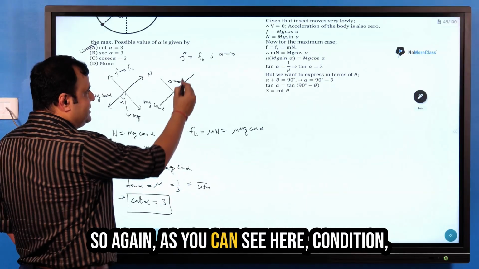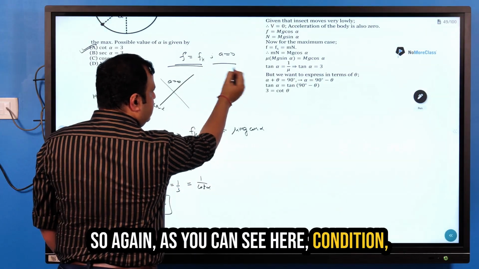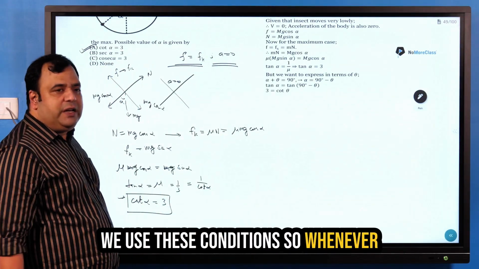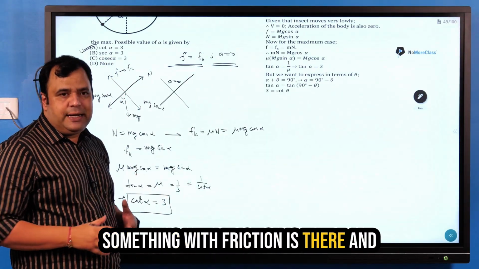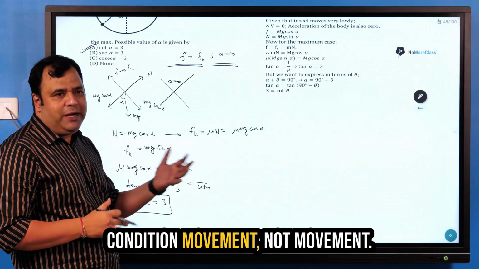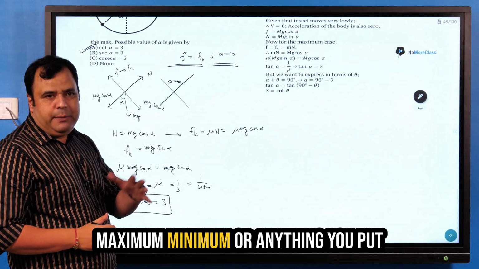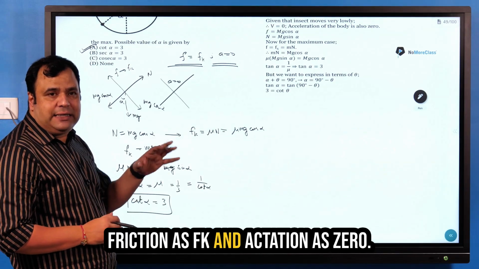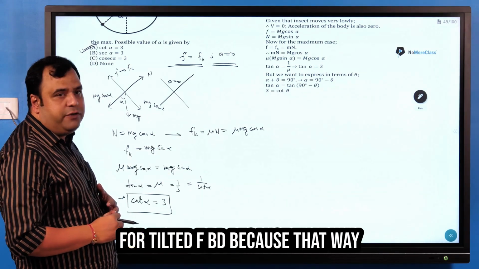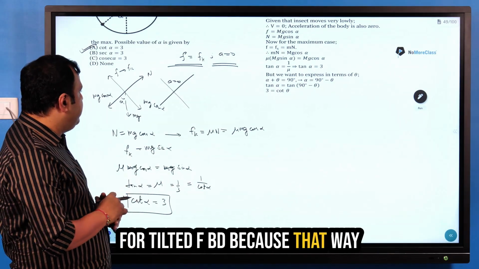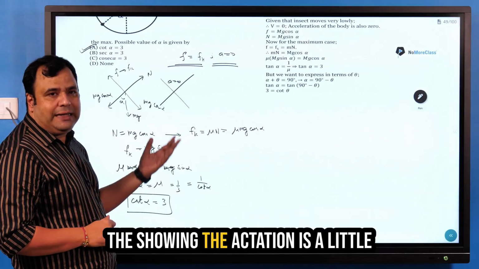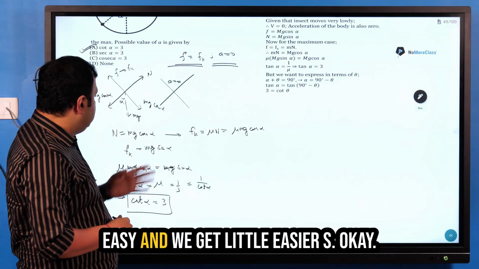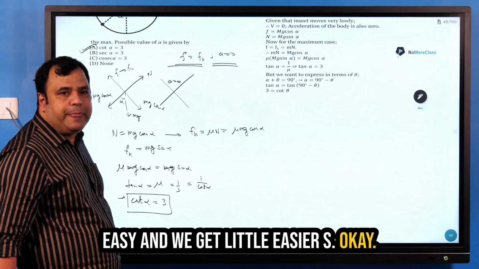So again, as you can see here, for the critical condition, we use these conditions. Whenever something with friction is there and they are talking about the critical condition, movement, non-movement, maximum, minimum, or anything, you put friction as Fk and acceleration as 0. And in this particular case, we went for the tilted FBD because that way the equations are a little easier. Thank you.